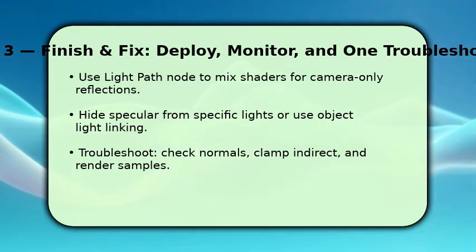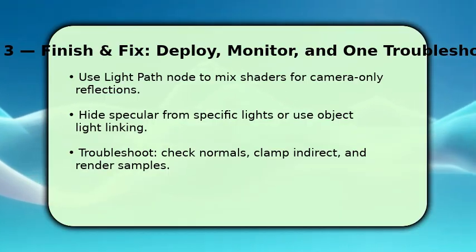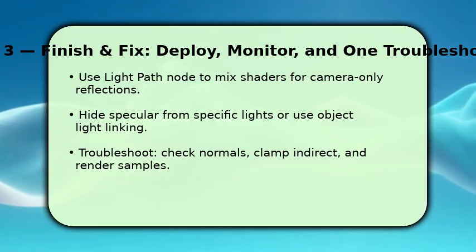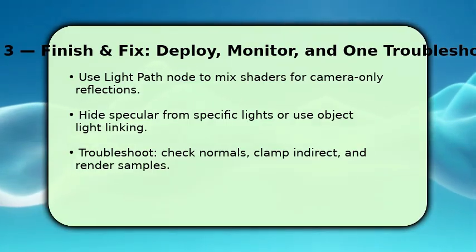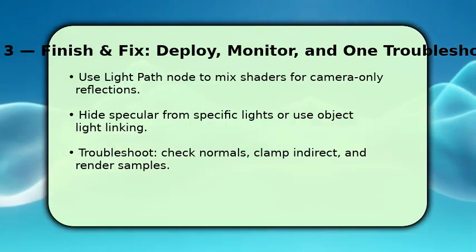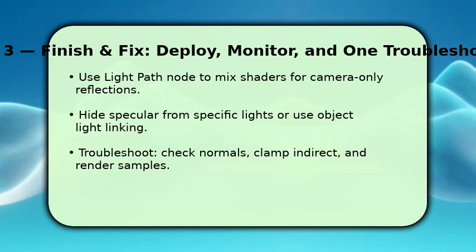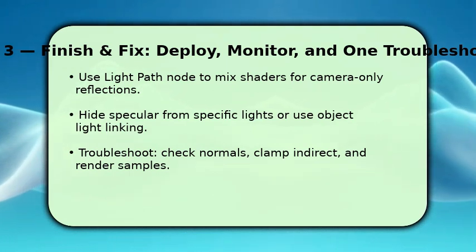If reflections persist, verify normals and use clamp indirect or increase samples to reduce fireflies. One key troubleshooting tip: if tiny bright spots remain, try slightly increasing roughness or lowering light size. That usually removes stubborn specular artifacts.